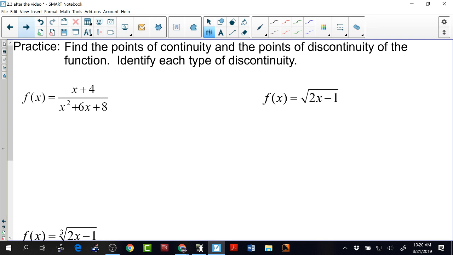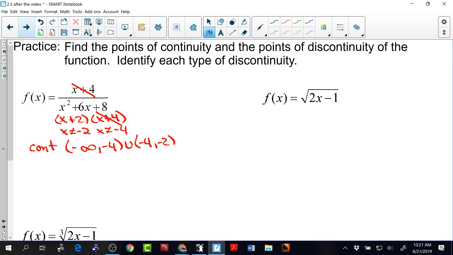Find the points of continuity and points of discontinuity of the function. Identify each type. This factors into x plus 2 and x plus 4. So x cannot equal -2, x cannot equal -4, but those cancel. So part A, points of continuity. This function is continuous from -infinity to -4, -4 to -2, -2 to infinity. There's where it's continuous.